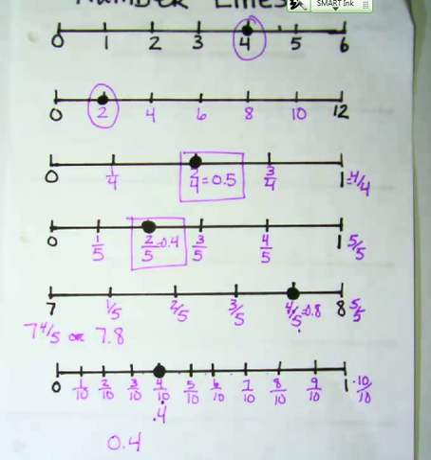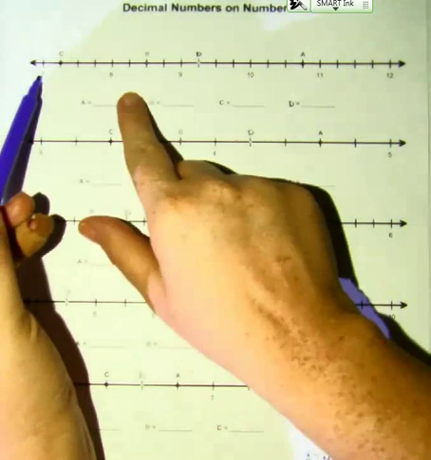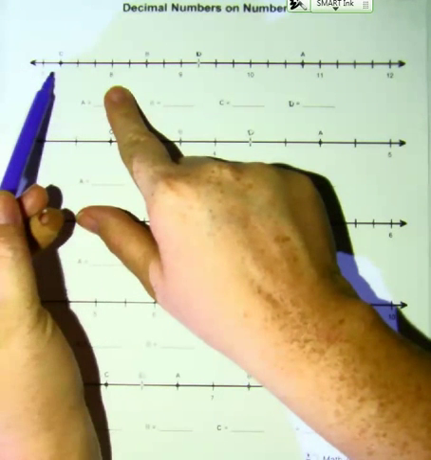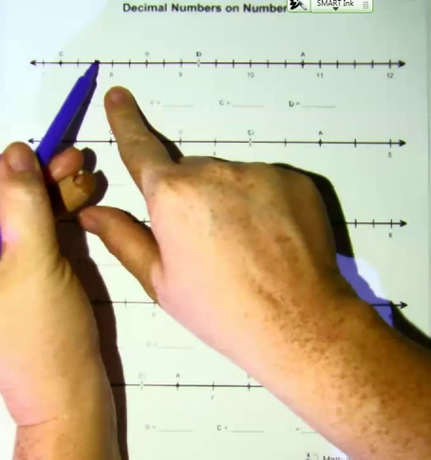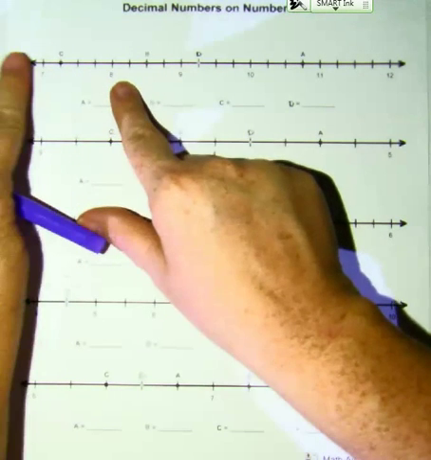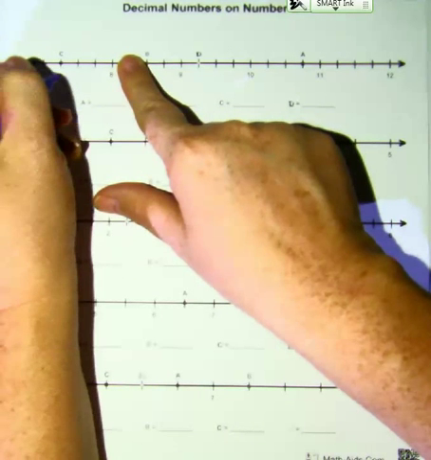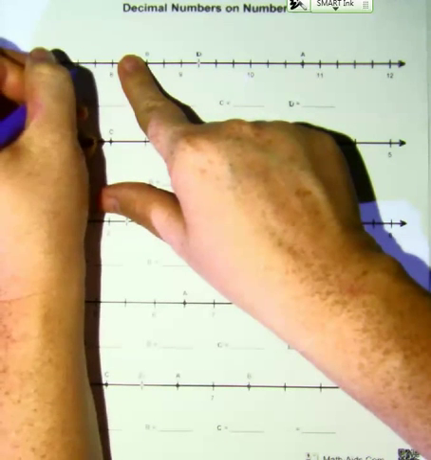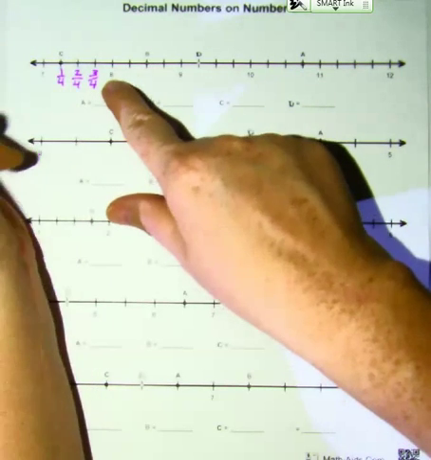Okay, let's flip it over and try some on the back. So on the back, they give me a bunch of points, and I have to figure out what each one is worth. So if you notice from here, 7 to 8, that's 1 unit. So I have to count 1, 2, 3, 4. So this is broken up between the 7 and the 8. You can see that there's 4 sections. So each one of these represents 1/4, 2/4, 3/4, and this is 4/4.